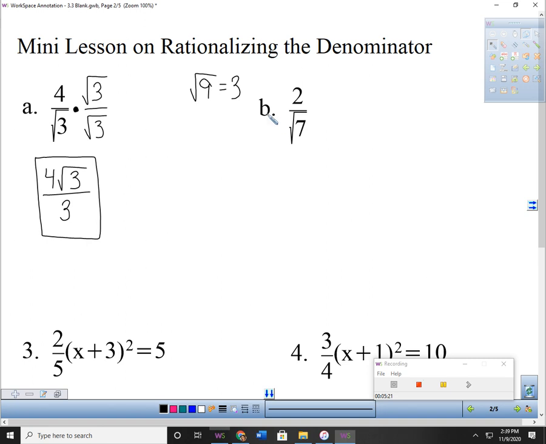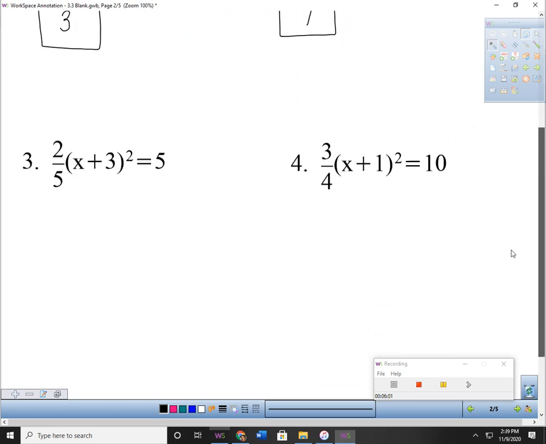So on part B, we would need to multiply by what? The square root of 7 over square root of 7. So on top, that would give me 2 square roots of 7 all over what? 7. Okay, so there's our little miniature review on rationalizing a denominator, which we're going to need.